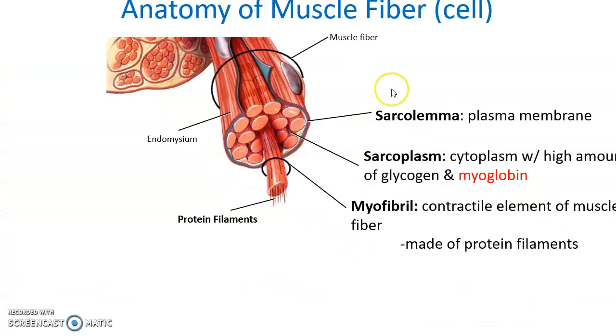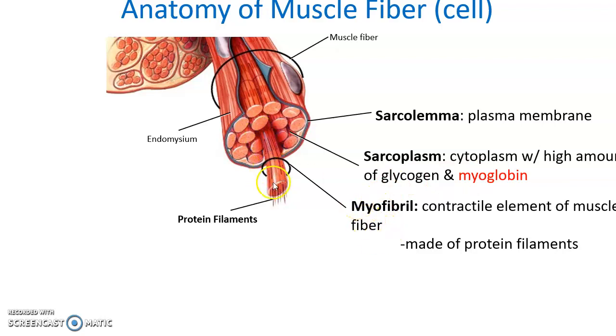When you look at a muscle fiber, we notice there are various structures with names. The cell membrane's name is changed to sarcolemma, so the plasma membrane is now the sarcolemma. The cytoplasm's name is now changed to sarcoplasm. So sarcoplasm, the fluid inside the cell, sarcolemma, the plasma membrane. And sarcoplasm is a little different from normal cytoplasm because it has a lot of glycogen, which is a way to store glucose, and myoglobin, a protein that binds to oxygen. So muscle fibers have lots of glucose and oxygen stored within their sarcoplasm.